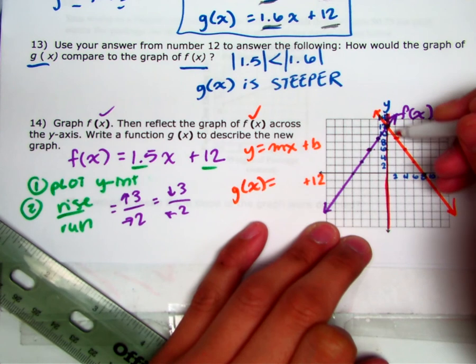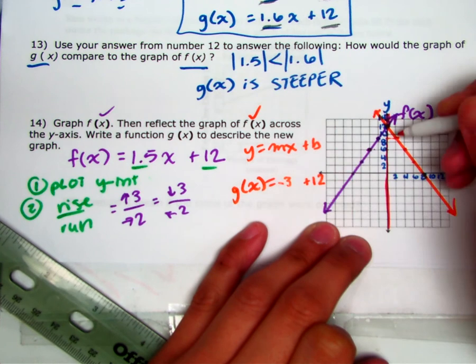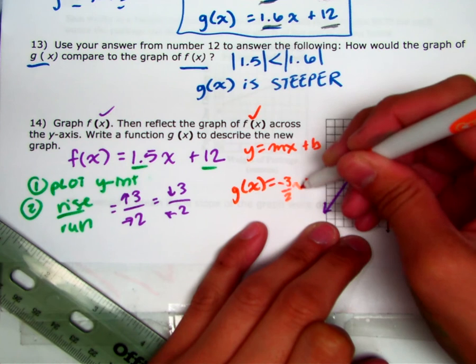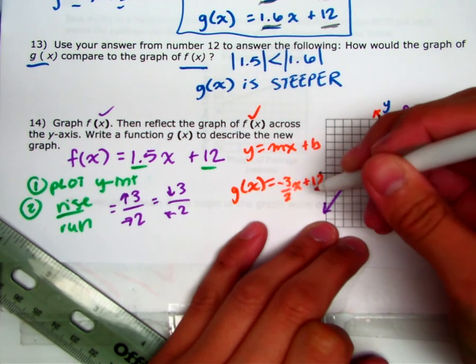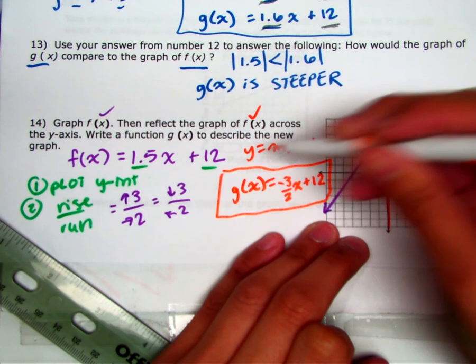I can do my rise over run. From 12 down to here, from 12 to 9, that's going down 3 units. And then I'm going to run to the right 2 units. That means my slope is a negative 3 over 2. And because I have my slope and my y-intercept, I have my equation.